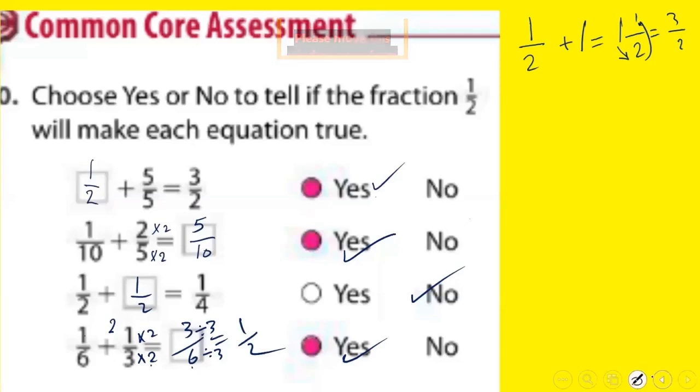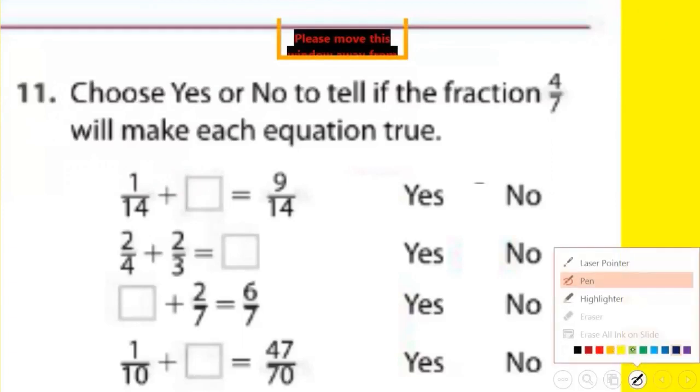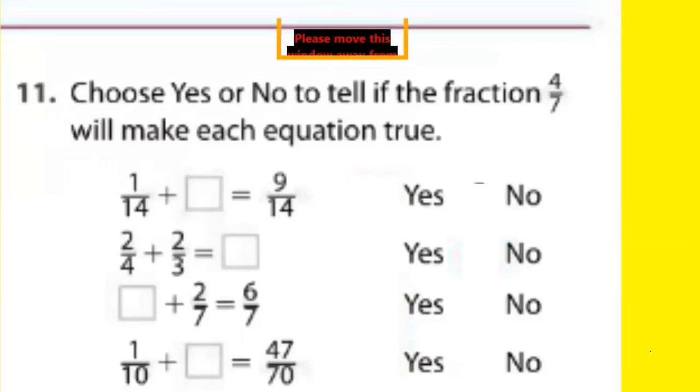Okay, choose yes or no to tell if the fraction 4 over 7 will make each equation true. Let's check the first one. 1 over 4 plus 4 over 7. I can make this 7 multiplied by 2 and this 4 multiplied by 2. It will be here 14 plus 14 equals 14, and here is 8. 1 plus 8 equals 9. This one is yes.